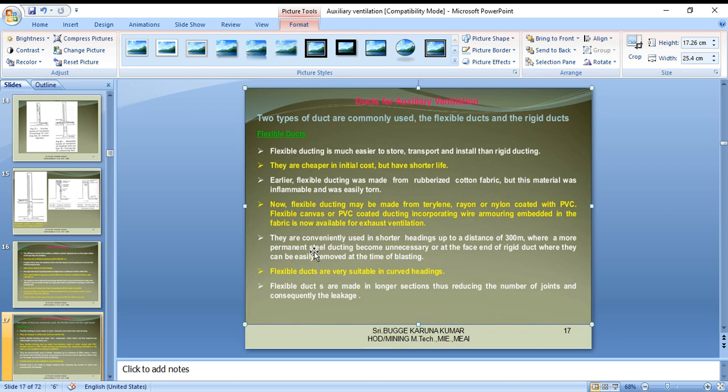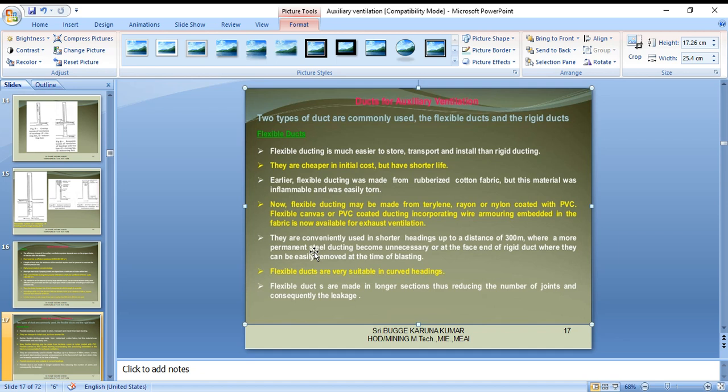The surface is brought to the underground to the particular headings and installation to the wall corners. The weight may also be somewhat more compared to flexible ducting. They are cheaper in initial cost, but have a shorter life.